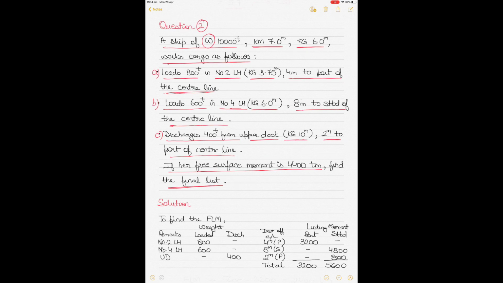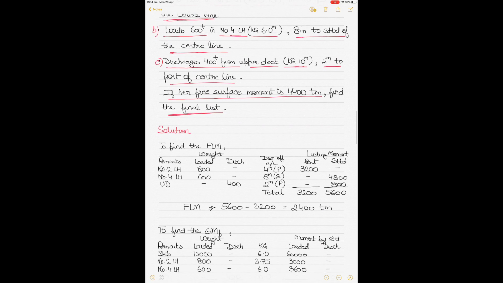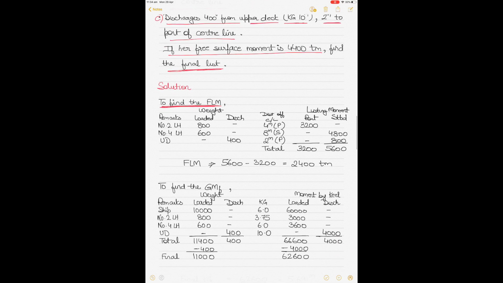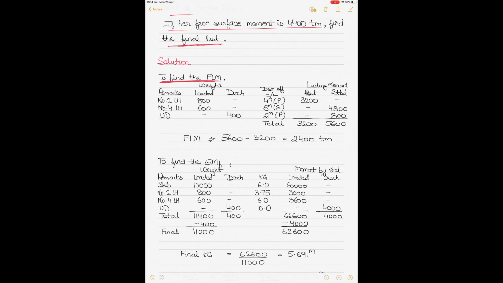Then you need to summarize all these operations in a few columns. So let's start with finding the final listing moment. So we are trying to find the list here, right? You have to find the list. To find the list, you have to find the final listing moment after the cargo was loaded and discharged.